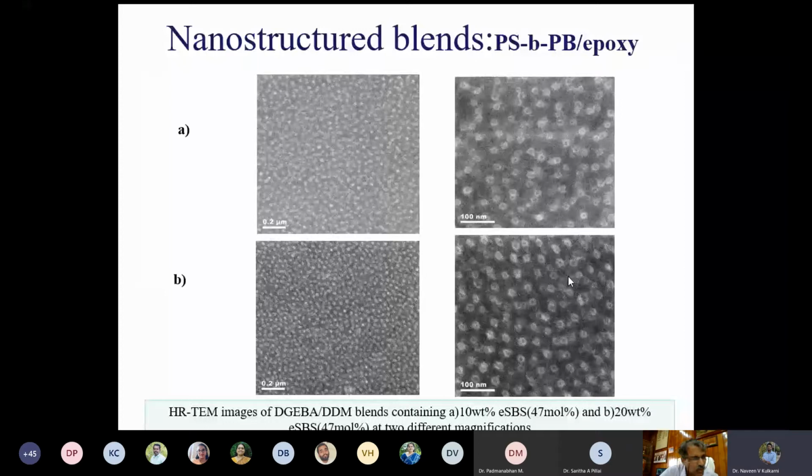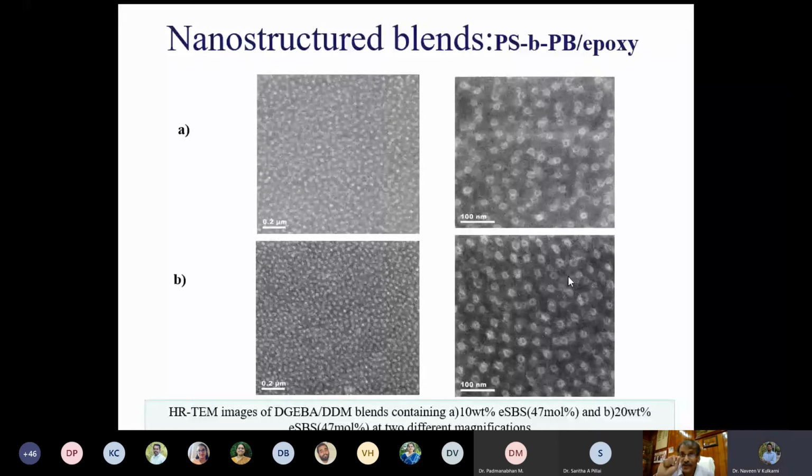If you play with the block copolymer composition, you can make different types of structures. Look at this. This is a very interesting slide where a PhD student of mine mixed epoxy with polystyrene-block-polybutadiene. It's a commercial diblock we got from a company. If you simply put this diblock into epoxy, you don't make any nanostructures.